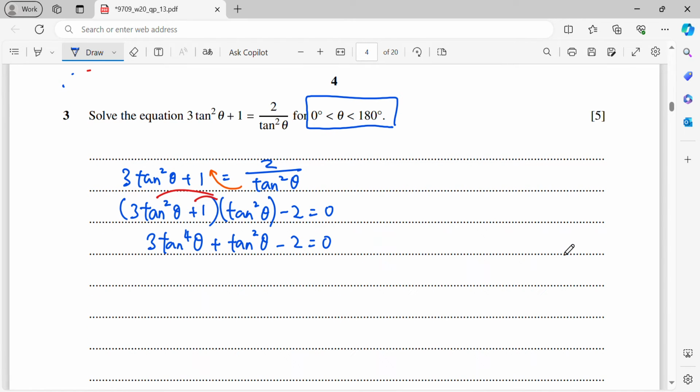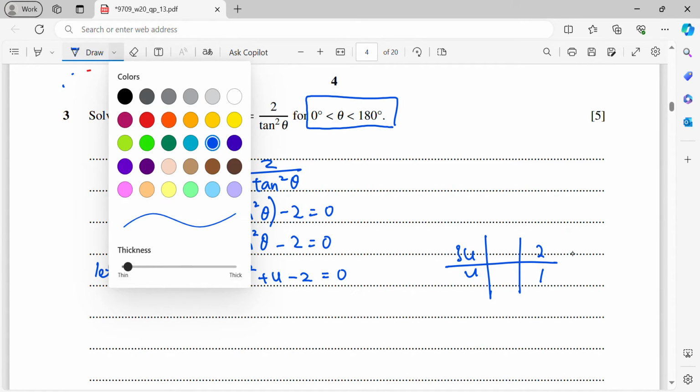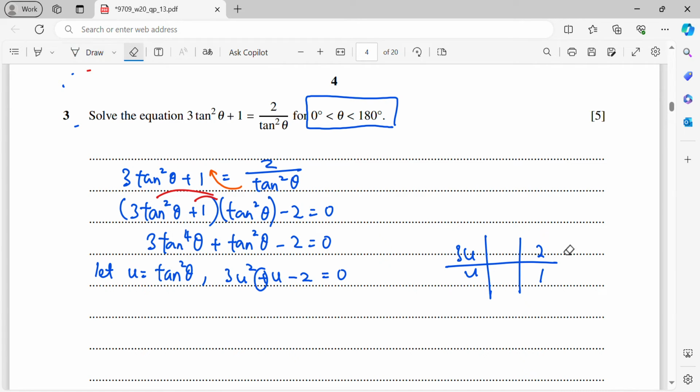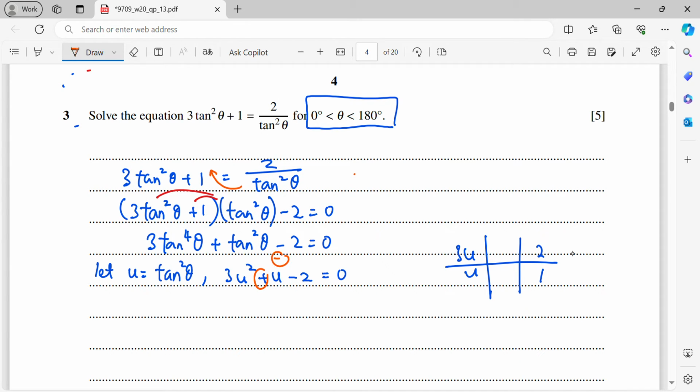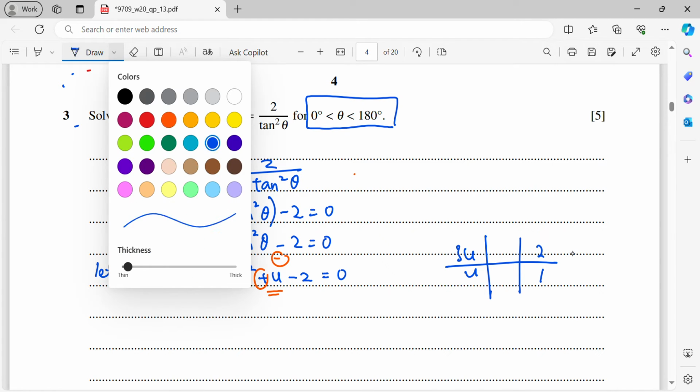Now I will use the substitution u equals tan squared theta. Then I will get 3u squared plus u minus 2 equals 0. From here you can factorize. It will be 3u times u. For the 2, it will be 2 times 1. Now for the sign here, this is plus. We know that plus times minus is minus. Therefore, now to get plus u, it will be minus 2.